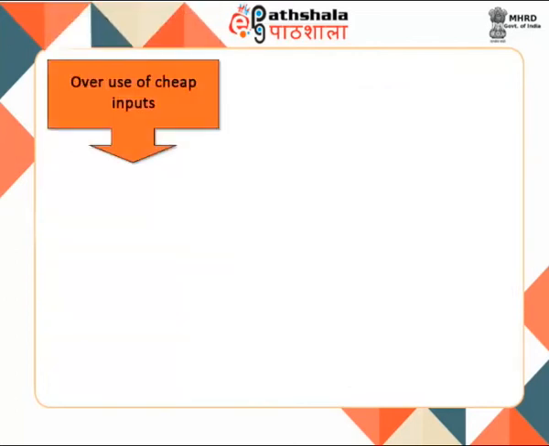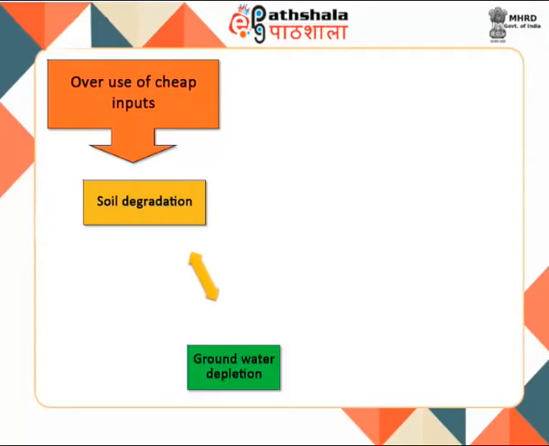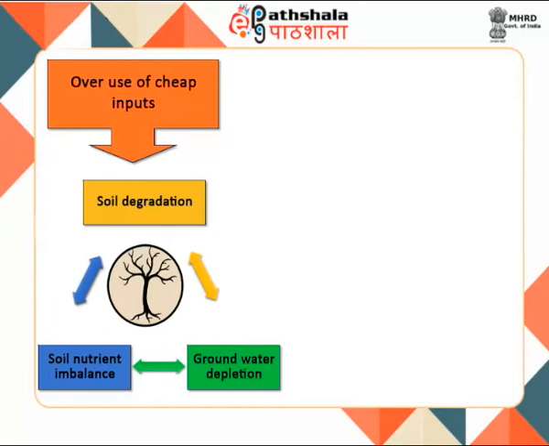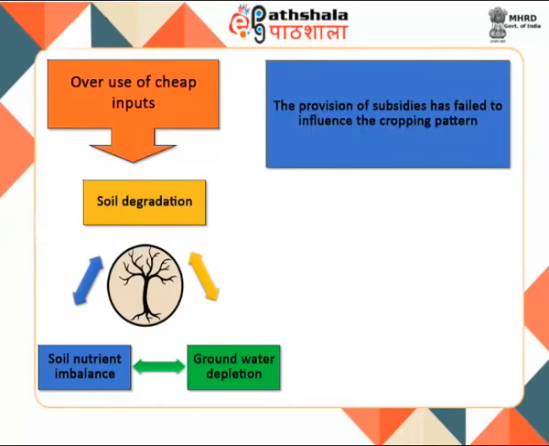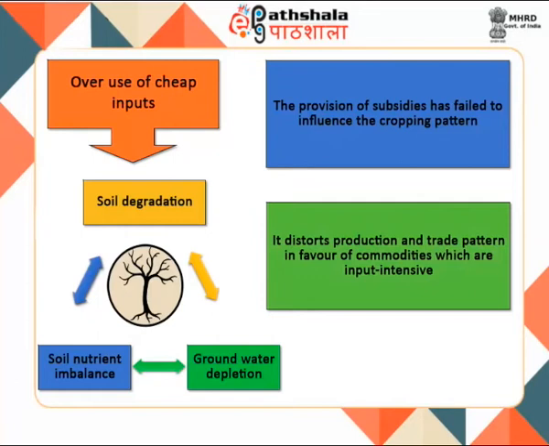Thirdly, overuse of cheap inputs like water, fertilizers, or pesticides leads to soil degradation, groundwater depletion, and soil nutrient imbalance. Fourthly, the provision of subsidies has failed to influence the cropping pattern. Rather, it distorts production and trade pattern in favor of commodities which are input intensive.